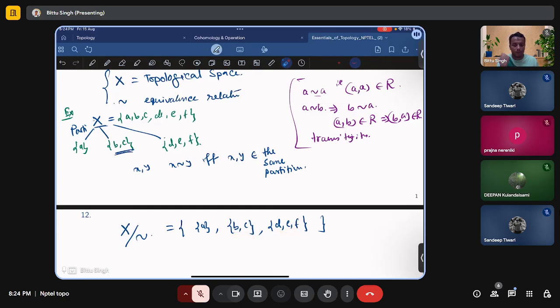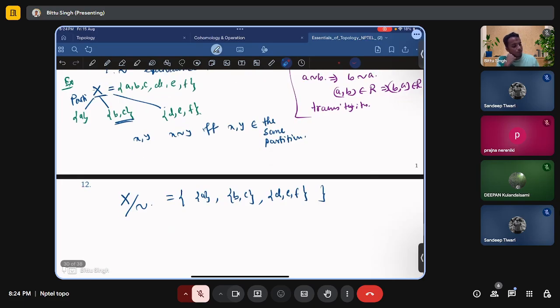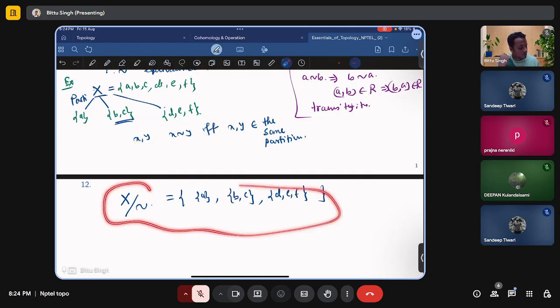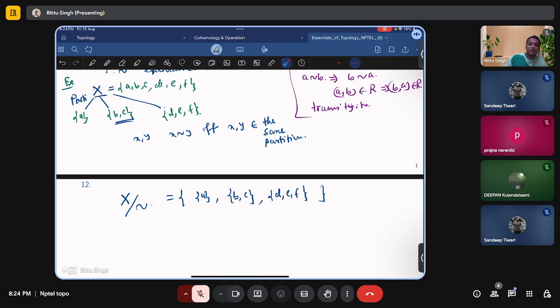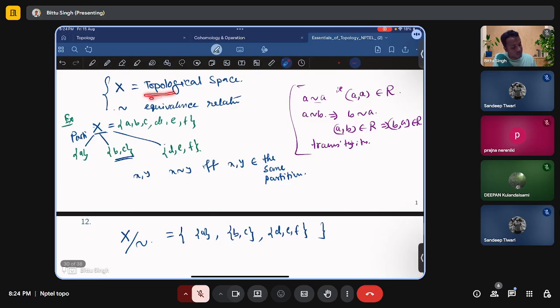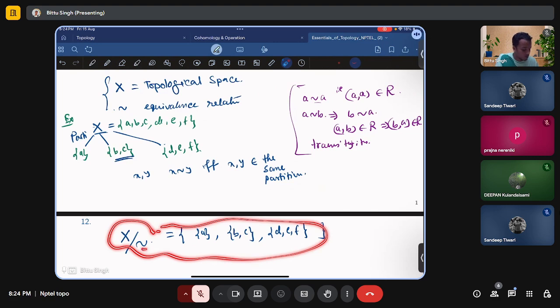In group theory, you already know about this. From a given set and a given equivalence relation, we can always create another set. The information can be written in terms of a set. But the question is, can we create a topological space? Suppose X is a topological space. Now can we give a topology on X modulo that relation?